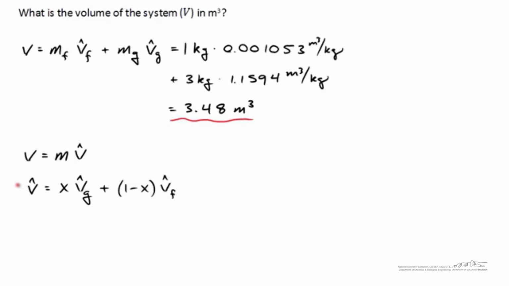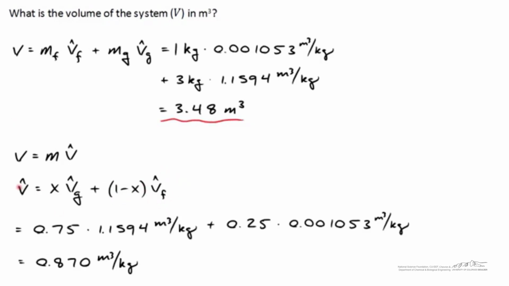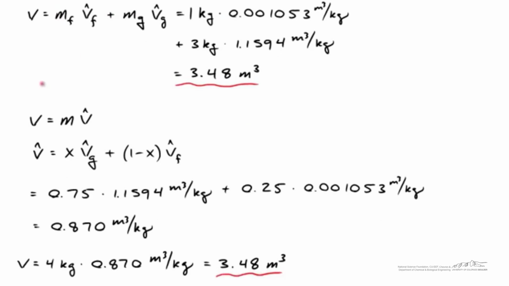And just like before with internal energy, the average specific volume of the whole system is the quality times the specific volume of the vapor plus 1 minus the quality, or this would be the fraction of the mass that's a fluid, times the specific volume of the fluid. So when I plug numbers into this, I come up with an average specific volume of 0.87 cubic meters per kilogram. So if I take this specific volume and multiply by the total mass in the system, I'll come up with the total volume. And again, what I come up with is the same volume of 3.48 cubic meters.